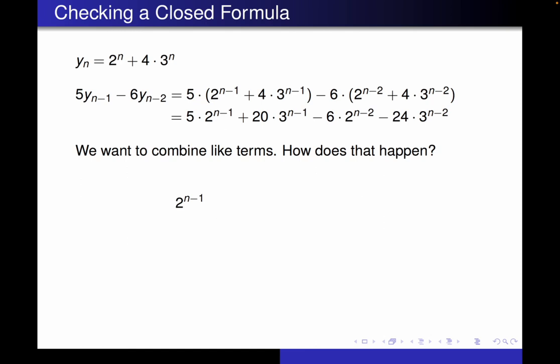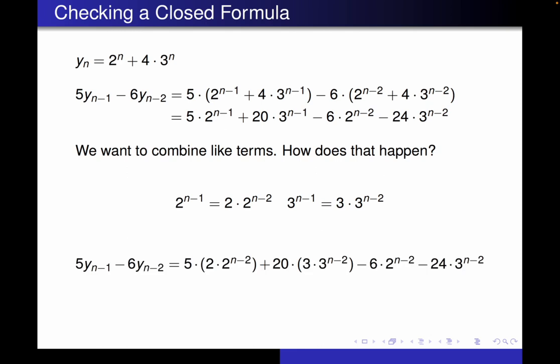The 2 to the n minus 2 has n minus 2 factors of 2. But I could take that 2 to the n minus 1, sort of separate one of those 2's out to the left, and then after I separate that one out, I have n minus 2 factors of 2 left, so I get that 2 to the n minus 1 is equal to 2 times 2 to the n minus 2. I can play the same game with 3 to the n minus 1, right? That's equal to 3 times 3 to the n minus 2.